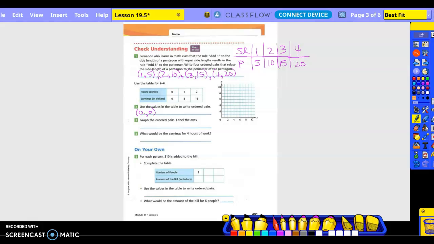0, 0. What's my next one? 1, 8. And what's my next one? 2, 16. Graph the ordered pairs and label the axes. So down here along the bottom would be what? The hours worked. And the y-axis would be what? Earnings.